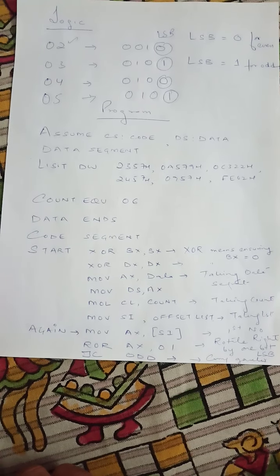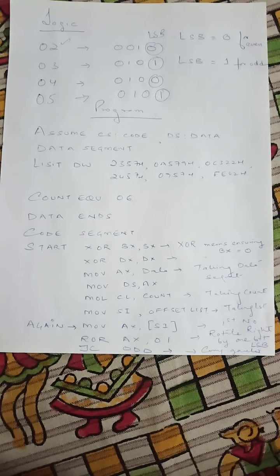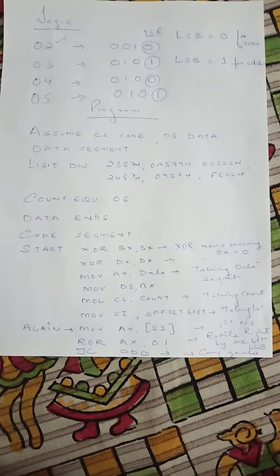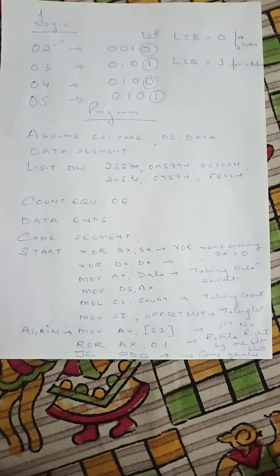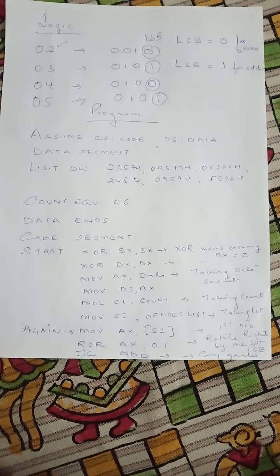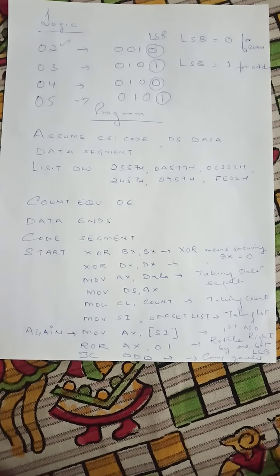Now we take the code segment, that is the basic part of the program. First of all, we need to set the values of the registers BX and DX equal to 0. The simple mechanism is to XOR any value with itself. Automatically that register will be equal to 0. So we are using the XOR instruction to ensure the values of BX and DX are equal to 0.